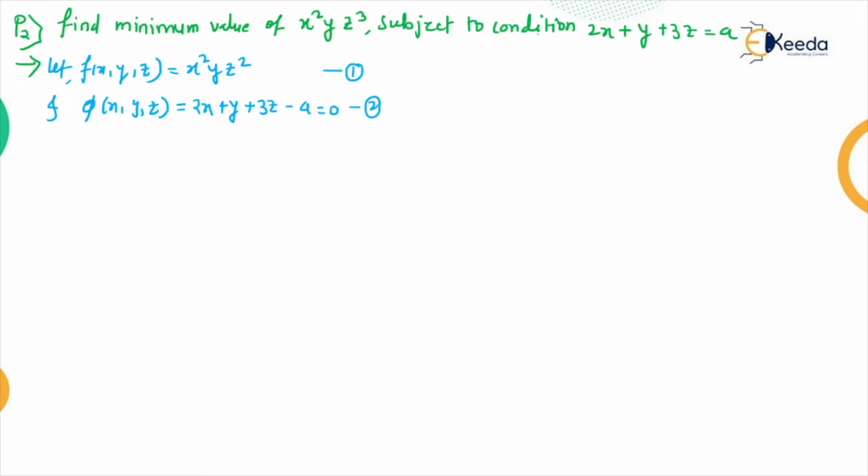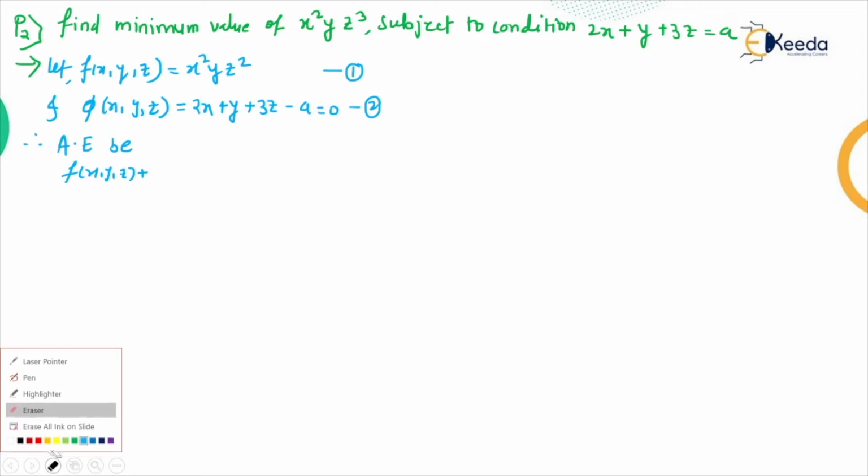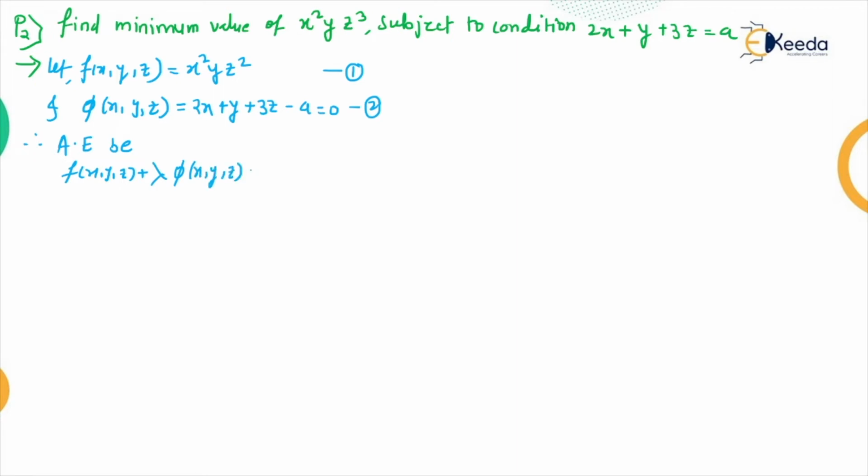You have to remember that every conditional statement must be written in the form of a function phi of xyz. Let me write the auxiliary equation. The auxiliary equation is a function f of xyz plus lambda into phi of xyz, equal to 0.